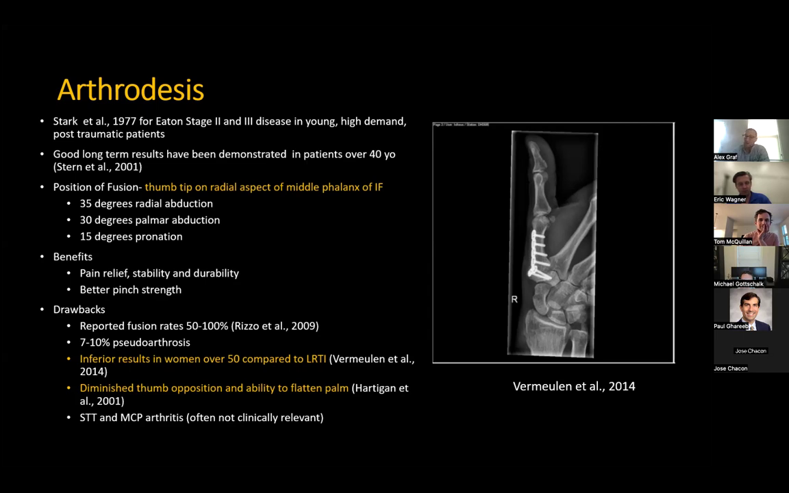But for the high demand laborer, especially post-traumatic, this was a good option, and historically it was done with a plate. It's durable, but the concern is adjacent carpal disease. Now, if you looked at these outcomes, fusion rates were high, although it sounds like they're higher now, but in this paper it was 50 to 100%. But the problem is that you'd get STT and MCP arthritis. Whether or not that was clinically relevant was controversial, but you did see that, and that was one of the main concerns: durability, and then how you salvage it after.